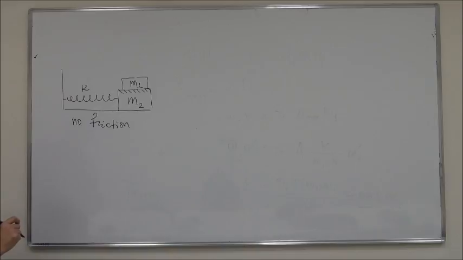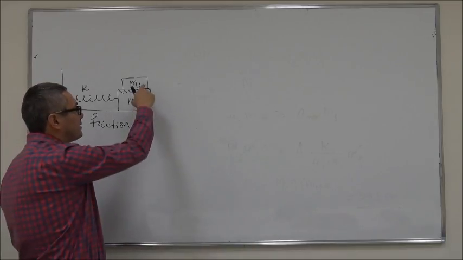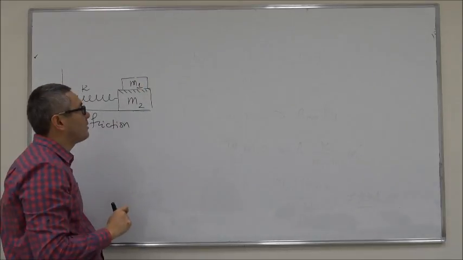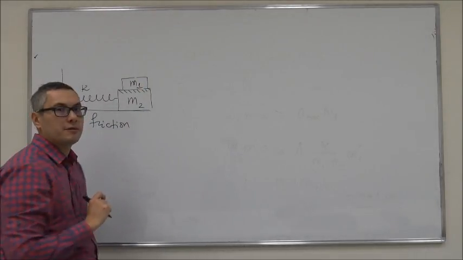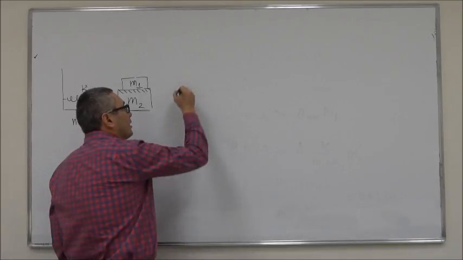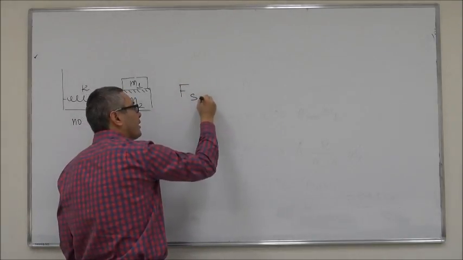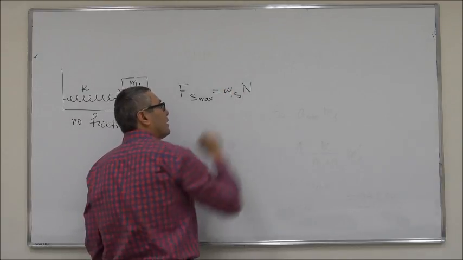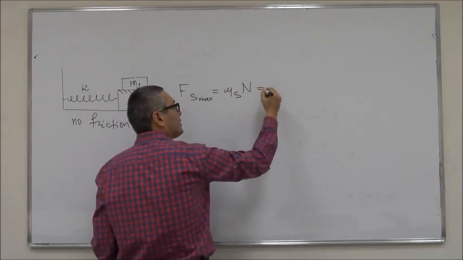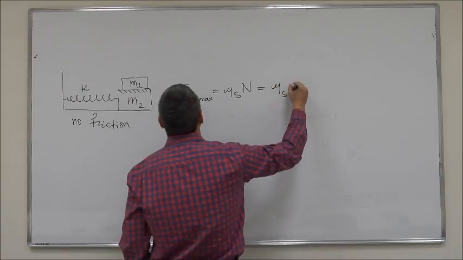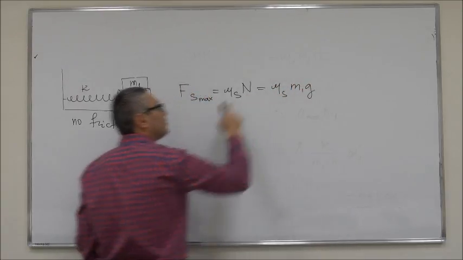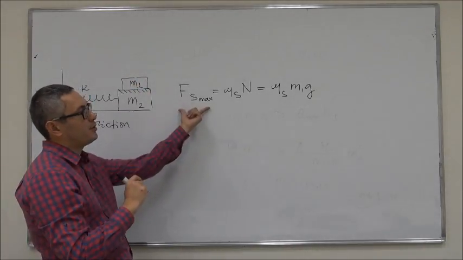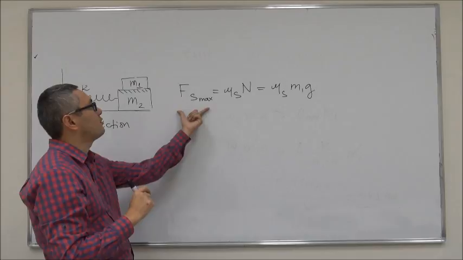Well, if we think about it, we realize that it is the friction force acting on M1 which is responsible for the acceleration of the block M1. And we know that the maximum value of this friction force is equal to μs times n. And n is also equal to m1g, where n is the normal force acting from block M2 on M1. So this is the force which is causing the acceleration of block M1.